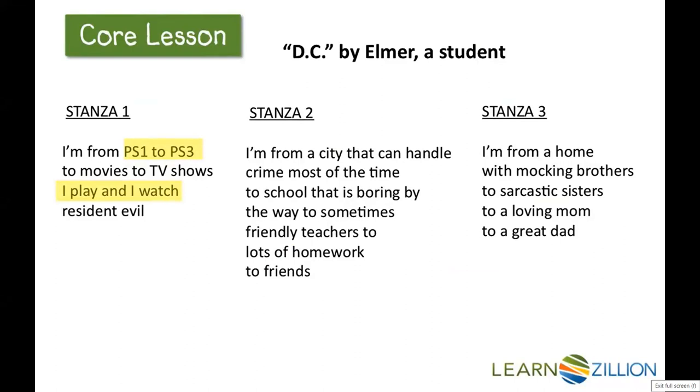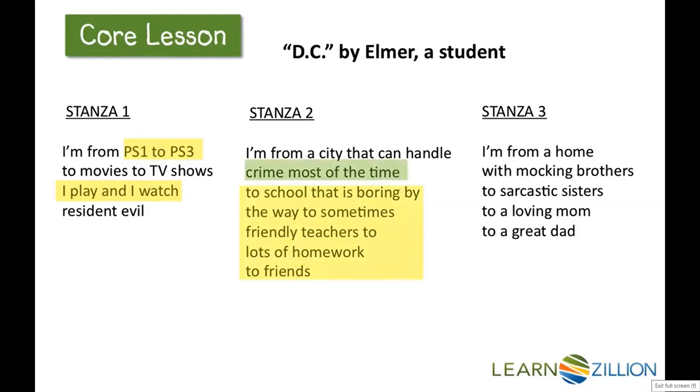In stanza two, it says, I'm from a city that can handle crime most of the time, to school that is boring, by the way, to sometimes friendly teachers, to lots of homework, to friends. In stanza two, line six rhymes, crime most of the time. Lines 7 to 11 have another grammatical repetition, using to over and over again.